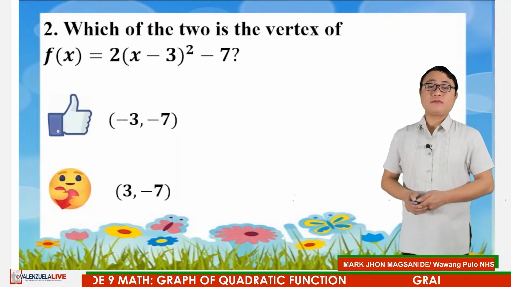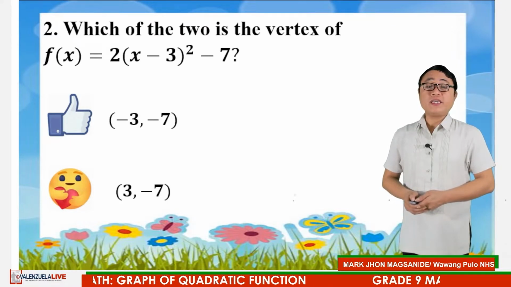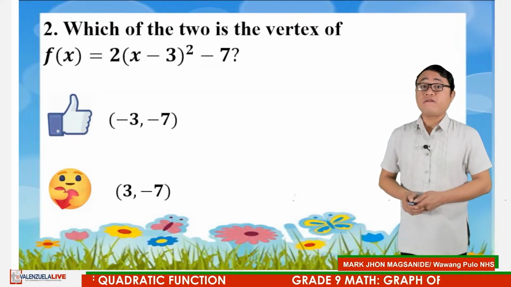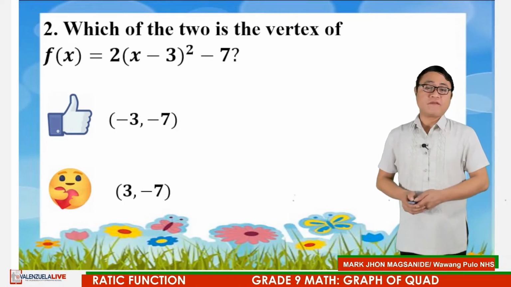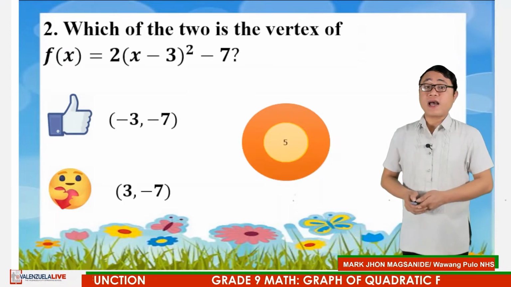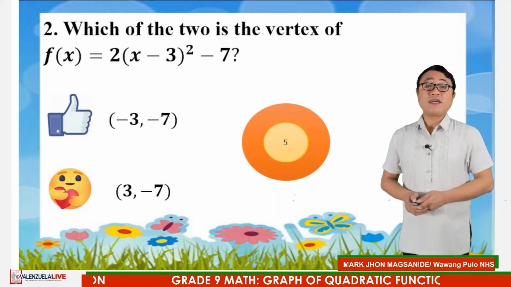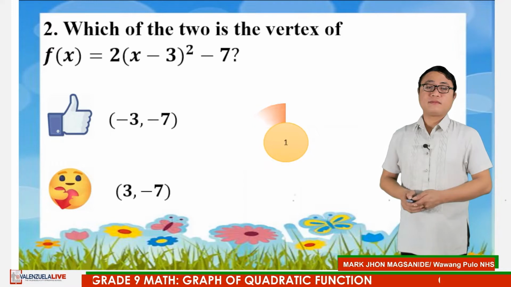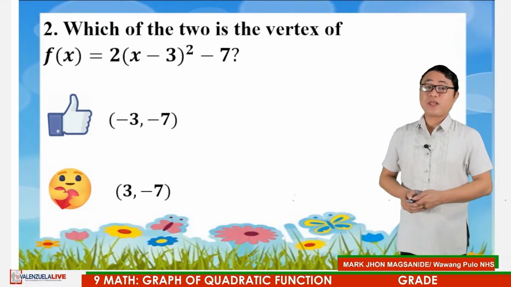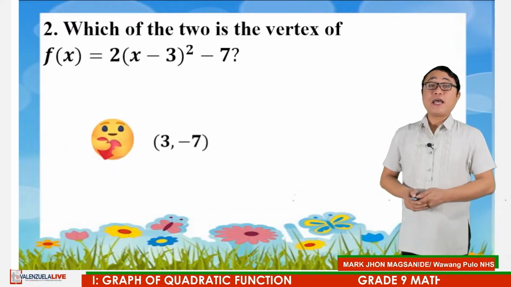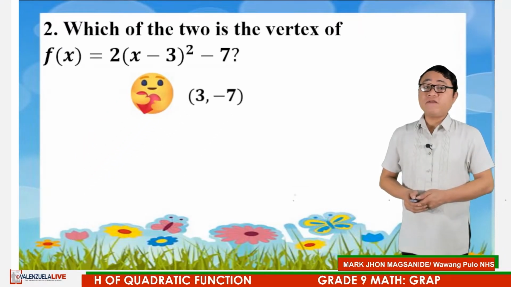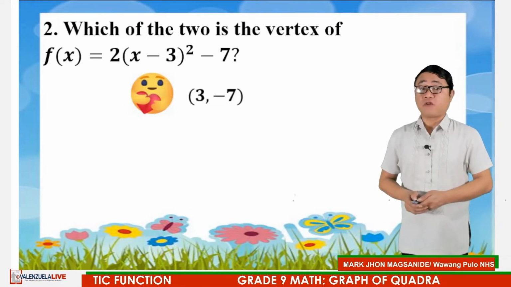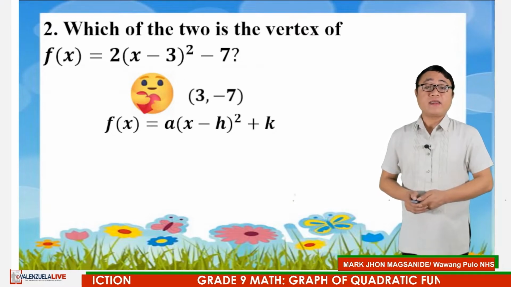Number 2. Which of the two is the vertex of f(x) = 2(x - 3)^2 - 7? 5 seconds. Is it a like or care? Timer starts now. Time is up. The answer is care. (3, -7). Since the given is a quadratic function in vertex form, it is easy to identify the vertex.